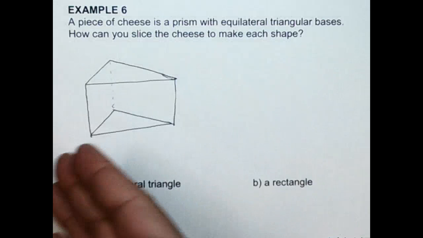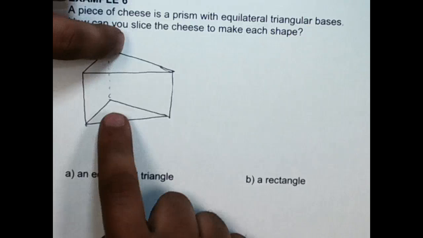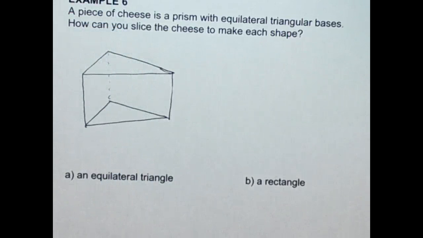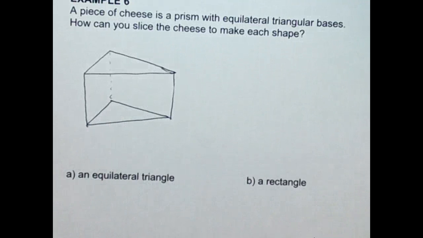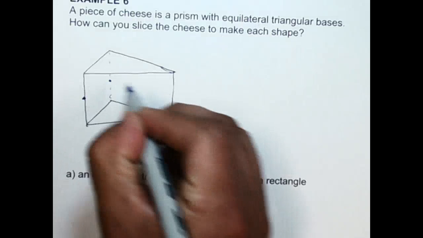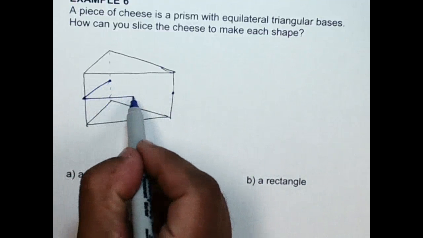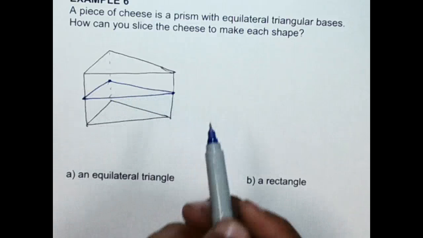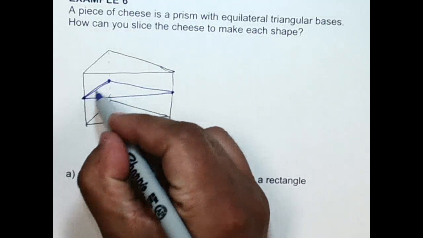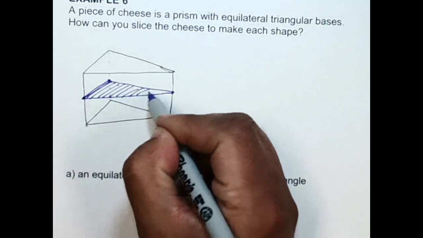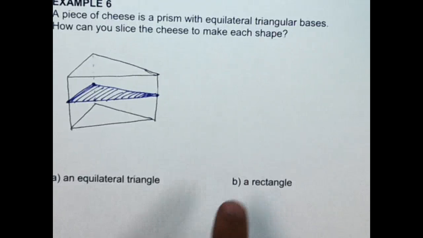Now, I want to slice this so that it forms an equilateral triangle. Well, these bases right here are equilateral triangles. So if I want to cut this, I'm going to cut going parallel with the bases. I'm going to pick some points right here where I would slice it, and connect those three points. So if I cut it this way, it's going to create that equilateral triangle.